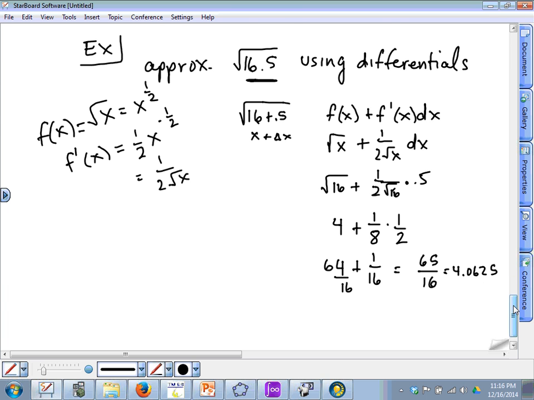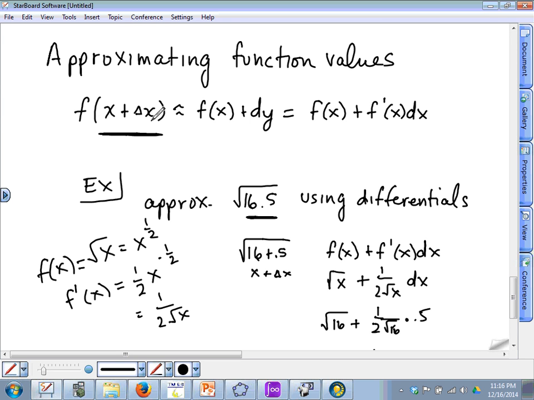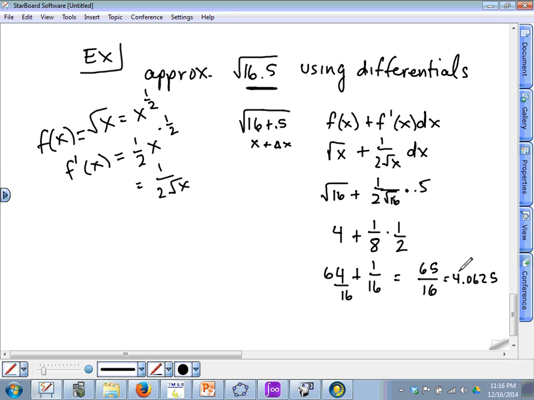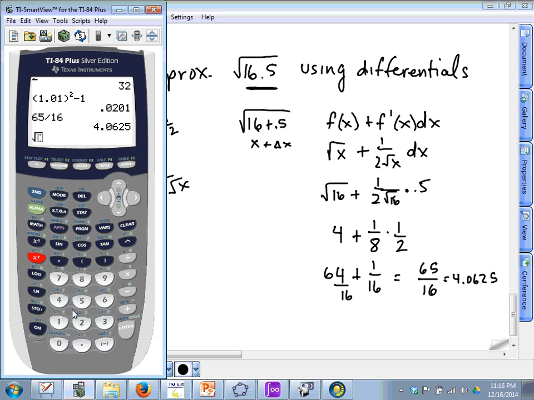Now what you gotta remember is these are approximations. Up here, f of x plus delta x can be approximated by this formula, f of x plus f prime of x dx. So we've approximated it as 4.0625. If we were to go to the calculator and find the actual square root of 16.5, it's 4.06201, so it's pretty dang close. But you can see that would have been pretty tricky to do by hand. Using this approximation and differentials, we can get pretty dang close.